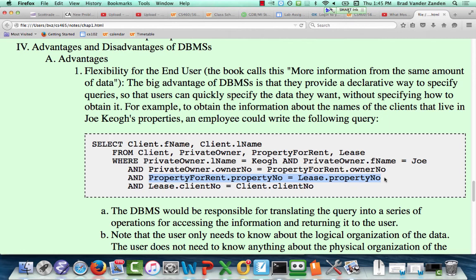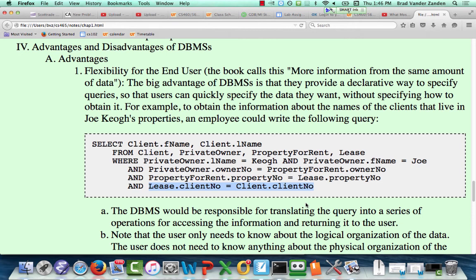And finally, from the leases on Joe's properties, we're able to obtain the appropriate clients. Okay, and using the client number, we cross-reference into the client file to obtain the client's first name and last name. So yeah, this is going to take some getting used to. I don't claim this is super easy.